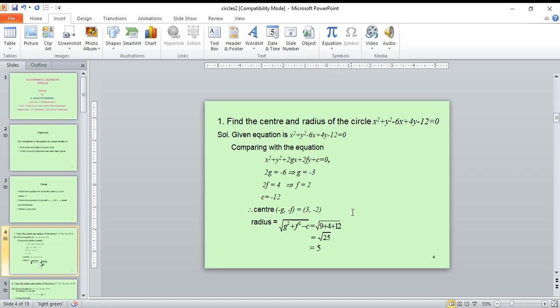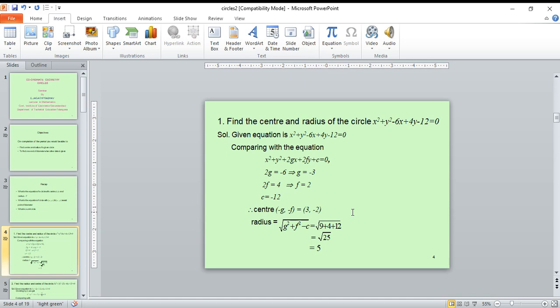So the given equation is x square plus y square minus 6x plus 4y minus 12 equal to 0. Find the center (h, k) and radius r. Comparing the given equation with the general equation, x square plus y square plus 2gx plus 2fy plus c equal to 0.